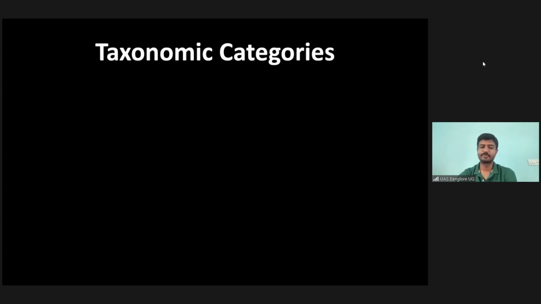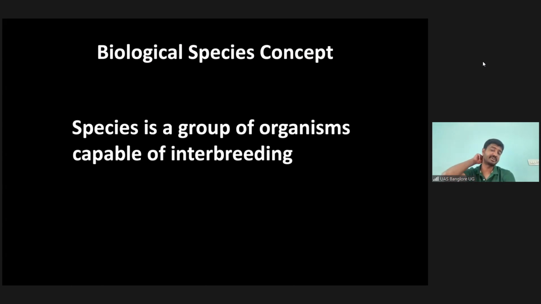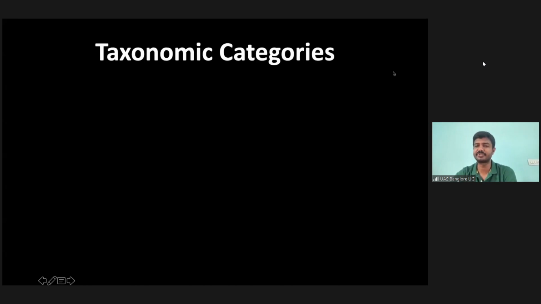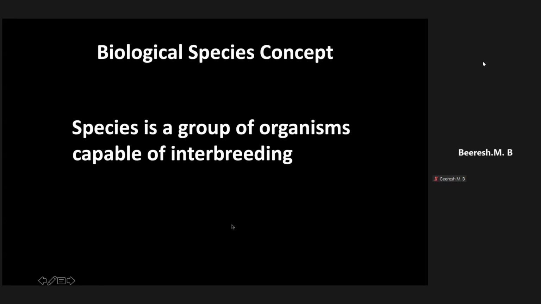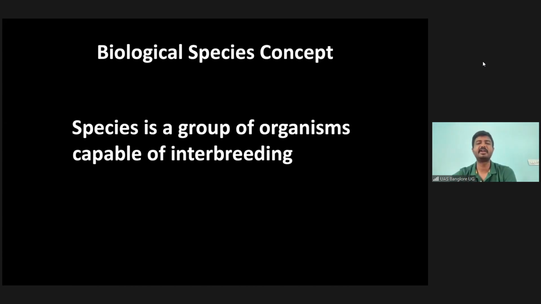Okay, coming to species concept. We were dealing with the biological species concept. You all know the definition of species, right? Can anybody tell me the definition of a species? A species is a group of organisms capable of interbreeding among themselves. If you take any group of organisms, they should be able to interbreed among themselves. Then only we call them a species. Definitely they will ask you for 1 mark, define species. A species is a group of organisms which are capable of interbreeding.